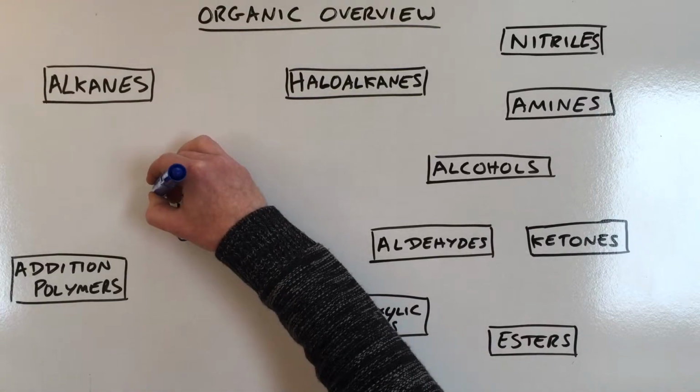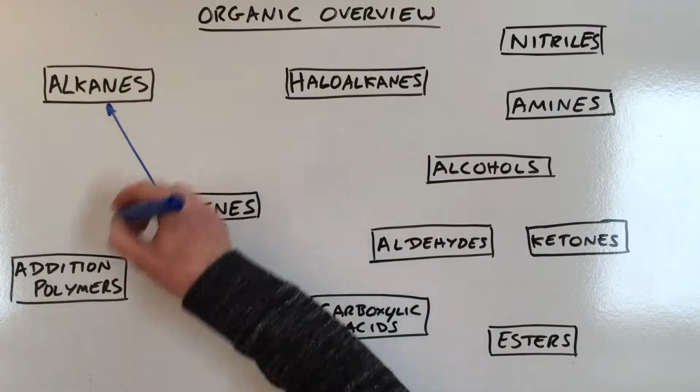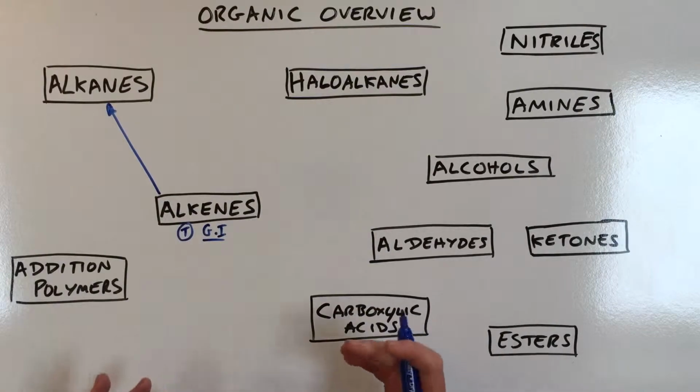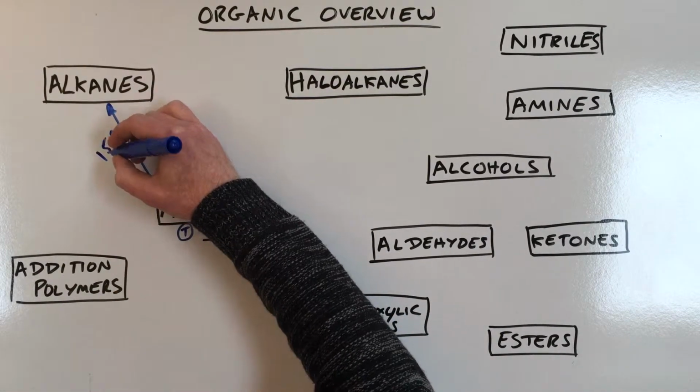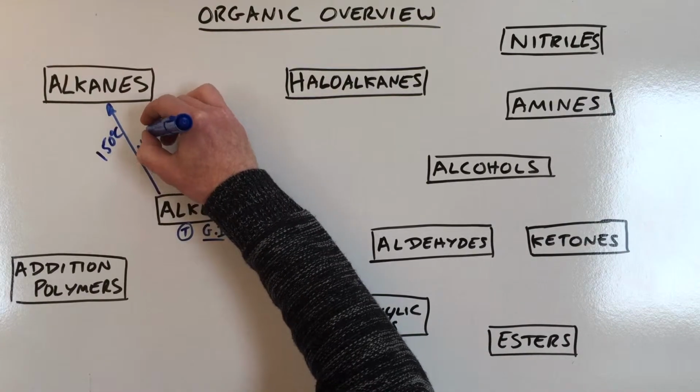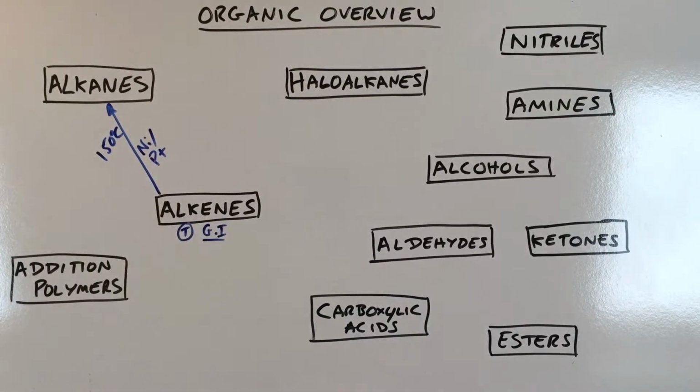Now, converting an alkene to an alkane, that's known as hydrogenation. Okay, and for that, we need a temperature of 150 degrees Celsius with a nickel or platinum catalyst, all right? So that's our alkenes to alkanes. We don't go the other way.